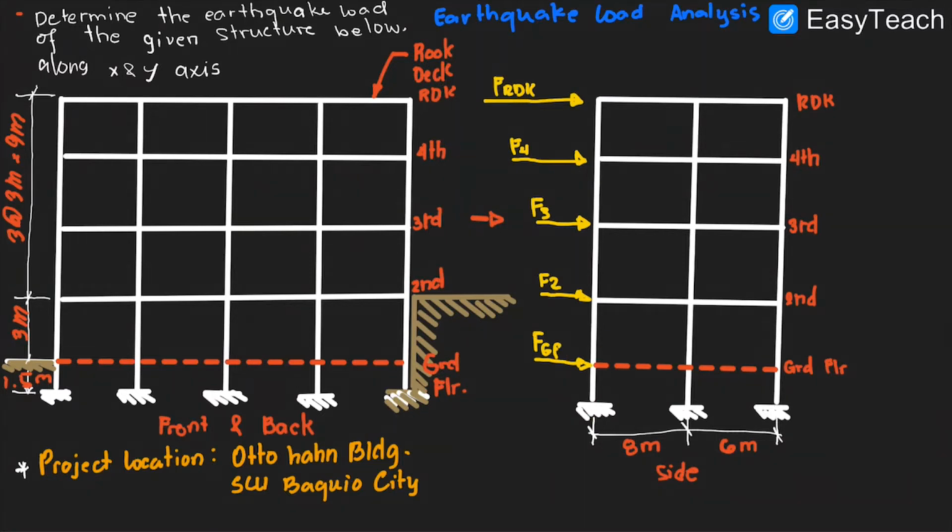Dimensions are given. We have 6 meters and 8 meters. And the project location, very important, is the Otohan Building, SLU, Baguio City.